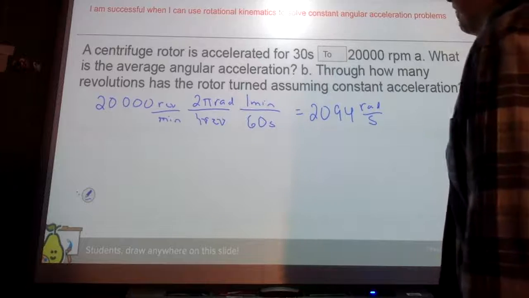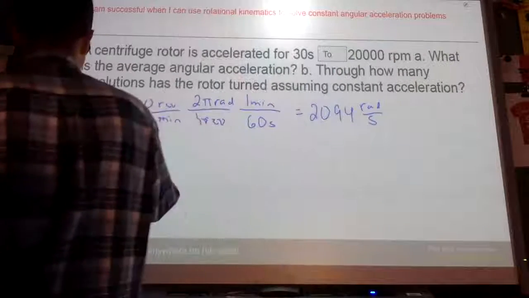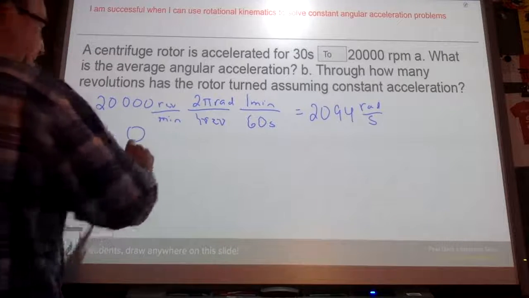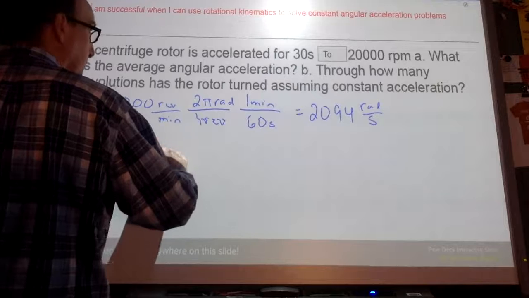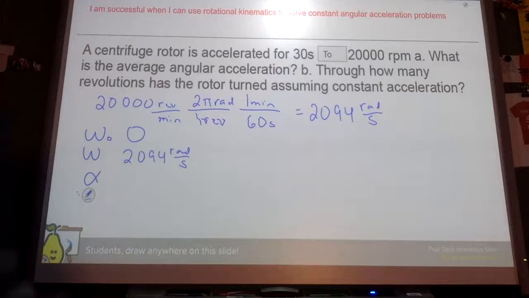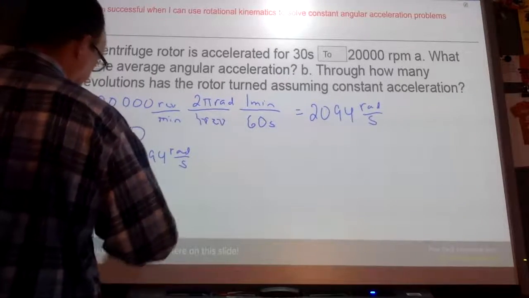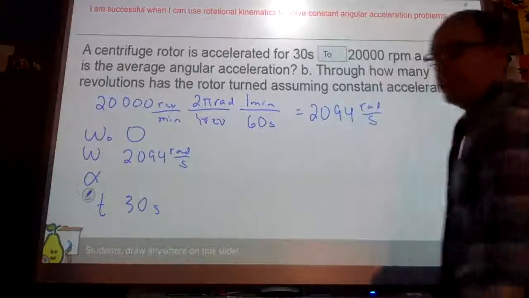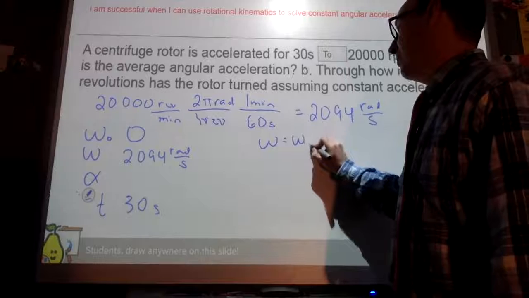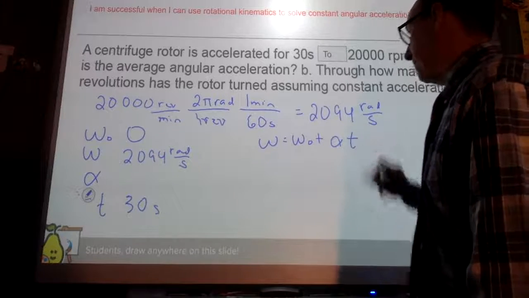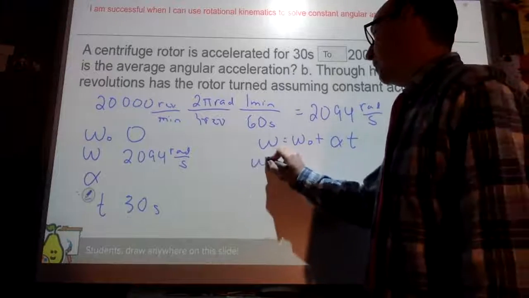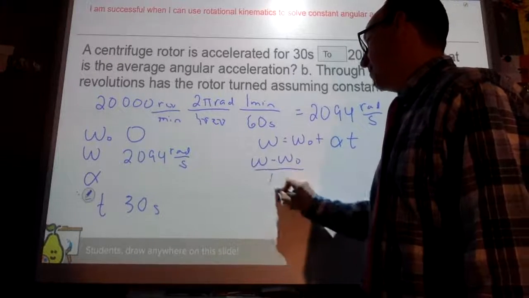So this is going to be our final angular velocity. Our initial angular velocity is 0. We don't know our acceleration, but we do know our time. So I'm going to look at the v equals v naught plus at equation, which is going to be my omega equals omega naught plus alpha t equation. And I'm going to solve for alpha. I'm going to subtract omega naught from each side and divide by t.